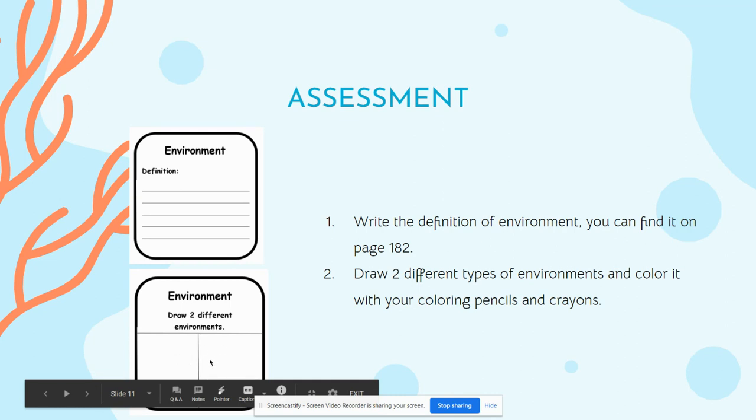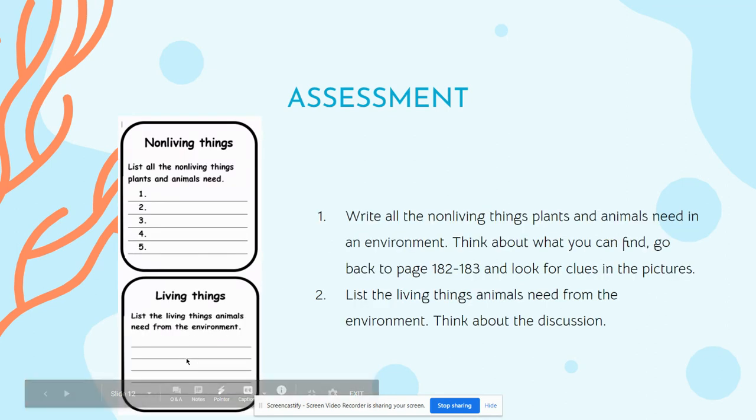So, in the second vocabulary card, you're going to draw two different kinds of environments. And I showed you guys some examples of environments. Now, in the third vocabulary card, you're going to write all the non-living things plants and animals need in an environment. So think about what you can find. Go back to page 182, 183, and look for clues in the pictures. I want you guys to write that down. List all the non-living things plants and animals need.